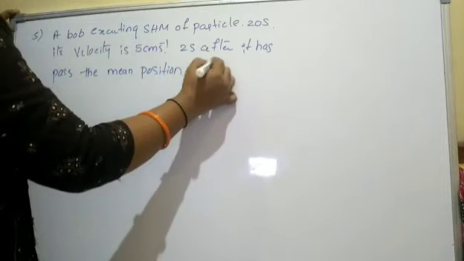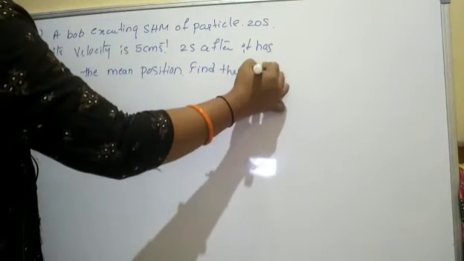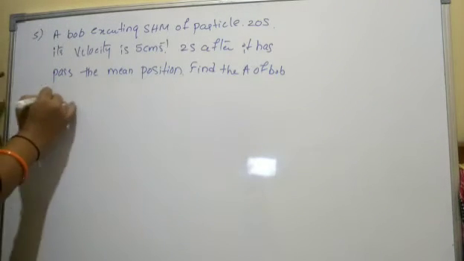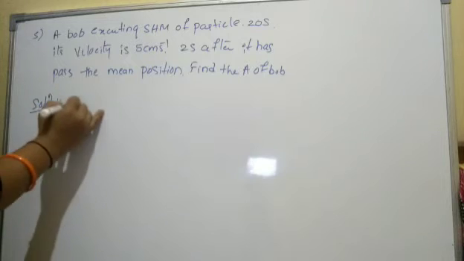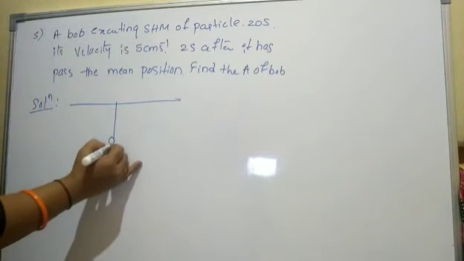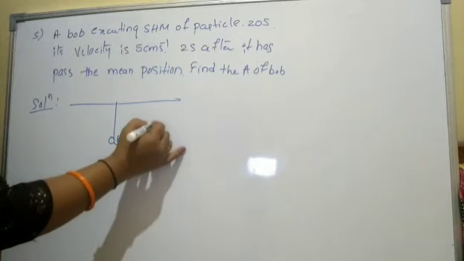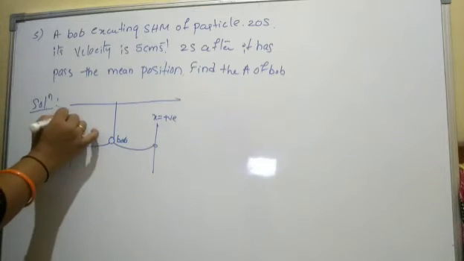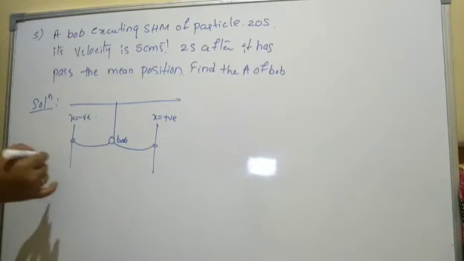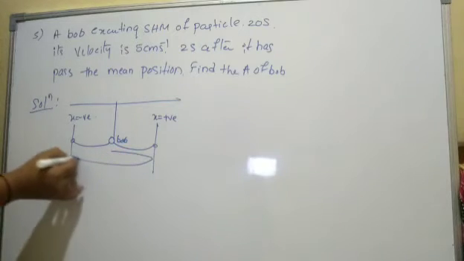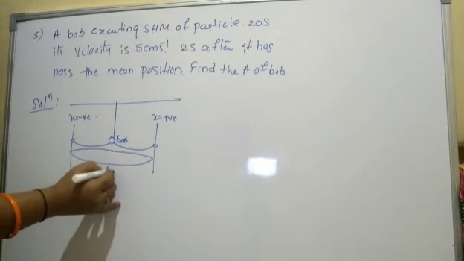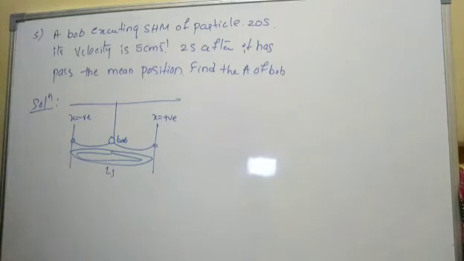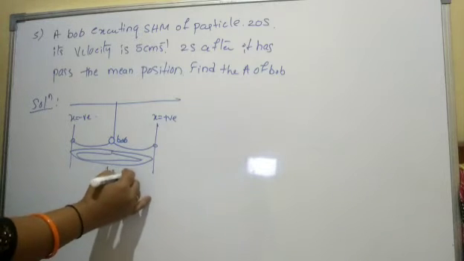So find the amplitude of the bob. Very simple problem it is. The bob is executing simple harmonic motion, a to and fro motion between the positive extreme position and the negative extreme position. So that means it is moving from here, here and here. That is one oscillation. Here and here, this is a second oscillation. Like that it is executing simple harmonic motion.